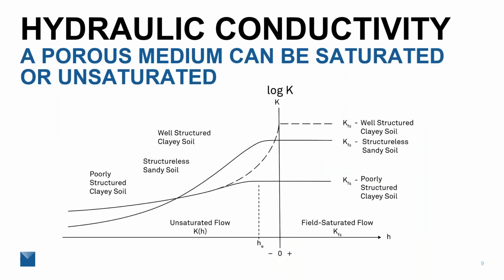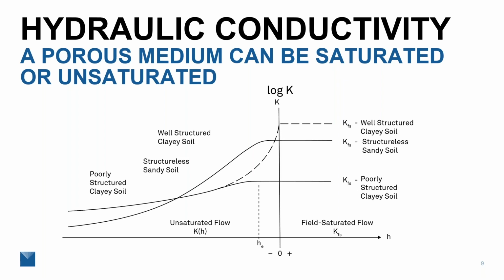So as we know, a porous medium can be saturated or unsaturated. And depending on the condition or the state that it's at, it's going to affect what the hydraulic conductivity is. So here we're looking at a graph of 3 different soil types. We have a well-structured clayey soil, a structureless sandy soil, and a poorly structured clayey soil. On the y-axis, we have hydraulic conductivity, and on the x-axis, we have the water potential. What we see is as the water potential decreases, as the soil becomes drier, the hydraulic conductivity decreases. And we can see what happens with the 3 different soil types as it gets drier. Eventually they may cross each other, so they will have differences depending on the state that they're at.